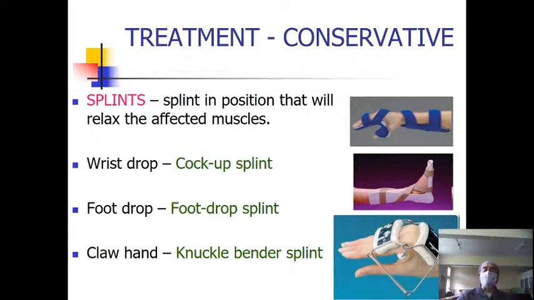Usually in wrist drop, where there will be loss of extension of the wrist and fingers, we put up a dynamic cock-up splint. In foot drop, we prevent the drop by means of a foot drop splint. This is a splint at 90 degrees, and this is a Velcro strap, and thereby this prevents the foot from falling forwards. That means there won't be any drop. Plantar flexion is prevented. So this will be like this. And in claw hand, this is a knuckle bender splint which is used to keep them in position.